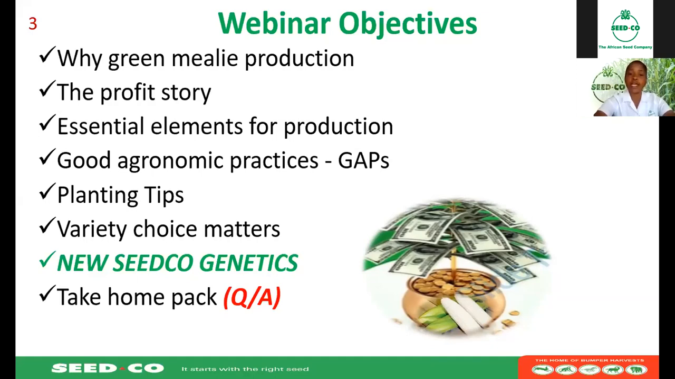You also need to understand the essential elements of crop production, because the understanding of this will lay a firm foundation for us to do the right things, for us to optimize on productivity. Good agronomic practices are the glue or the joining points for us to unlock the genetic potential in the established crops that we will have grown and the good genetics that will be at play.